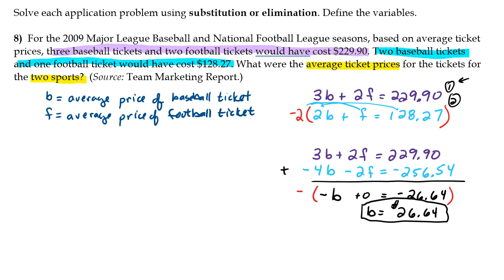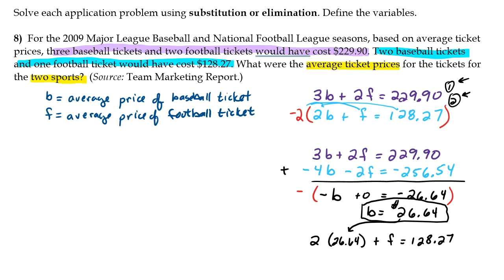So I'm going to go up here and use one of my equations, equation 1 or equation 2. I think I'll use equation 2. 2 times b plus f equals 128.27. And I'm going to plug in my value of b. And you could use either one. It doesn't matter. Sorry, that's 26.64. Okay.